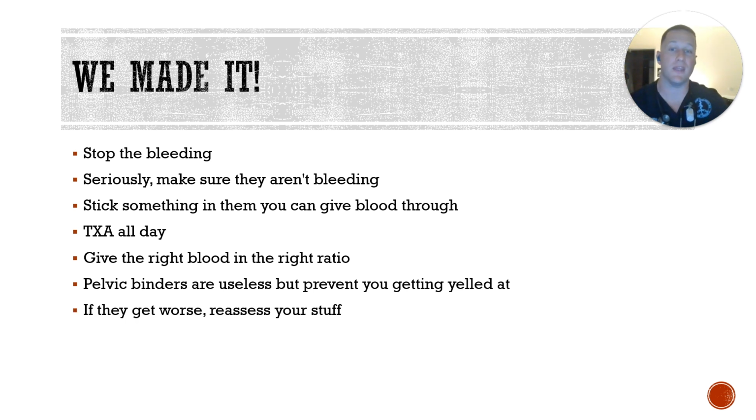If they get worse, reassess your stuff. If a person who's getting better gets worse, you need to reassess your stuff. Where are they bleeding from? Why is your stuff not working? If they don't get any better at all and they continue just to get worse, then you probably don't have hemorrhage controlled, or you're missing something. You're missing the tension pneumothorax, you're missing the airway obstruction, you have bleeding happening elsewhere, so reassess your stuff.